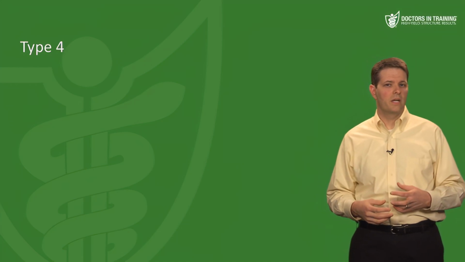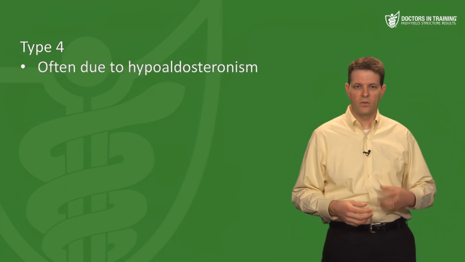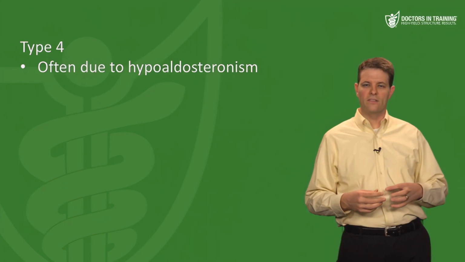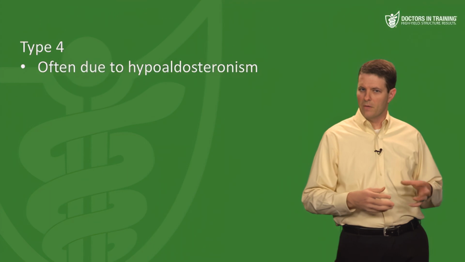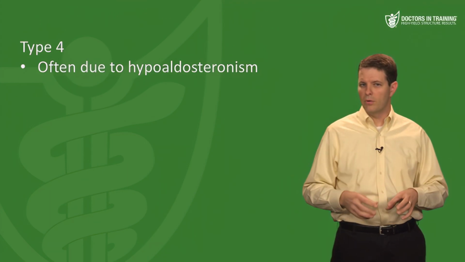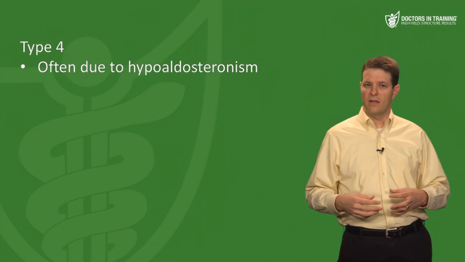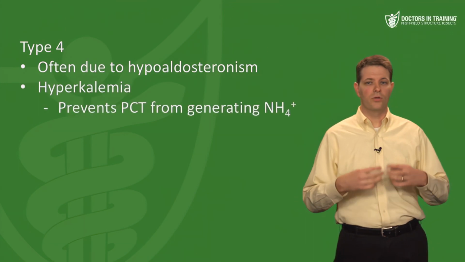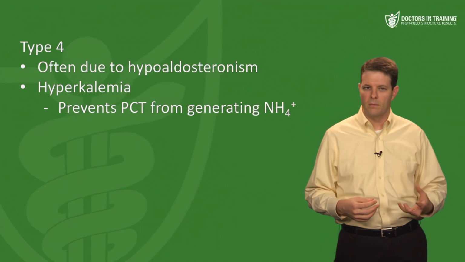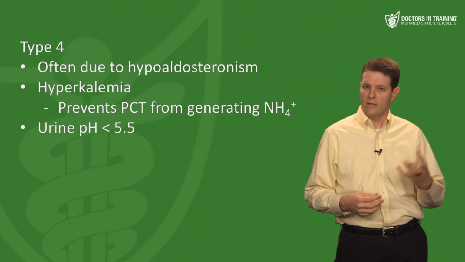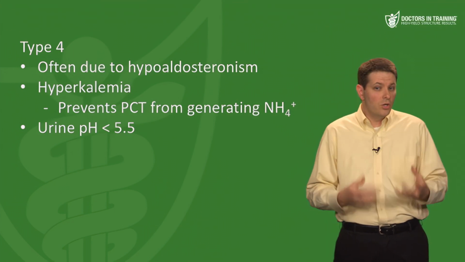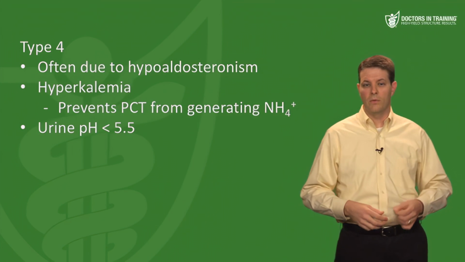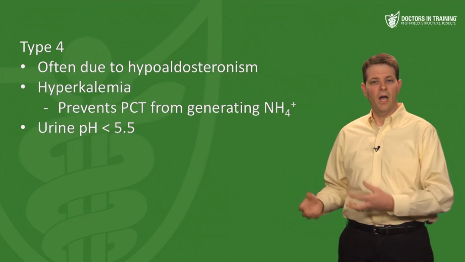Then the other important type of RTA to know about is type 4 RTA, which is often due to hypoaldosteronism. So low aldosterone causes type 4 RTA. And think about it. If aldosterone's low, you're not putting potassium into the urine. So these patients have hyperkalemia. And that hyperkalemia prevents the proximal convoluted tubule from generating ammonium, which means the urine pH is going to be low, less than 5.5. So urine is usually acidic. So in type 4 RTA, urine pH is appropriately low. But with type 1 RTA, urine pH is higher, more alkaline.